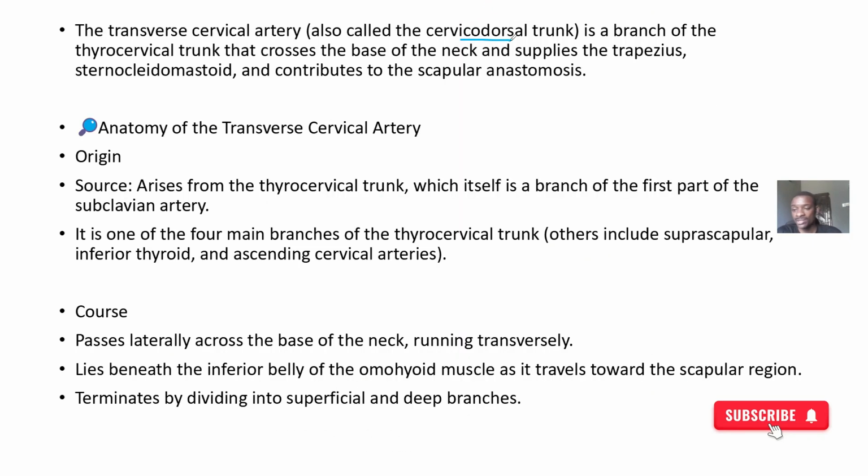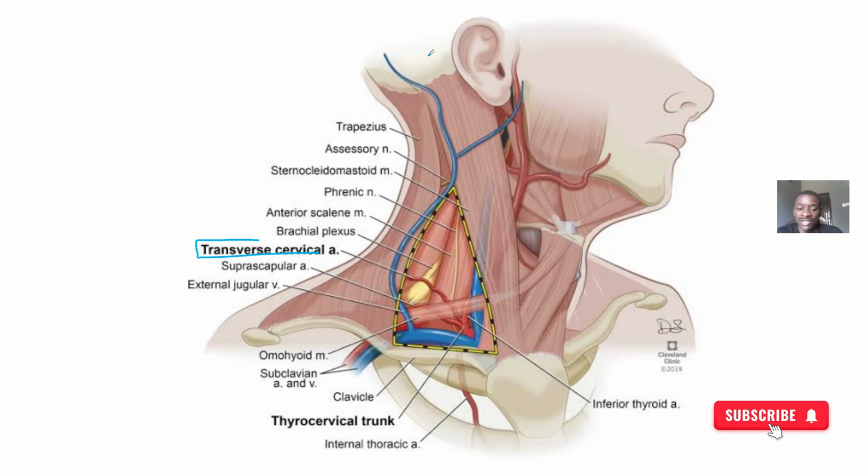So it's a branch of the thyrocervical trunk. It crosses the base of the neck. It supplies muscles like the trapezius and sternocleidomastoid, and also contributes to scapular anastomoses.